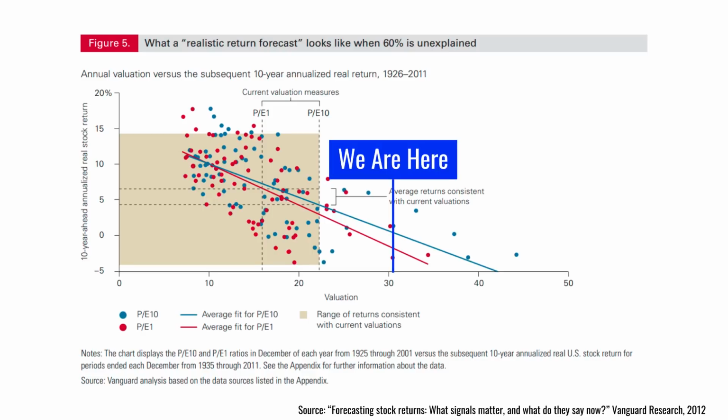Currently, the CAPE measure for the S&P 500 is over 30. And in the past, that's led to very low returns of close to zero over the following decade. And that's one of the reasons why I don't think there's a huge amount of upside for the S&P 500 from where we are now.